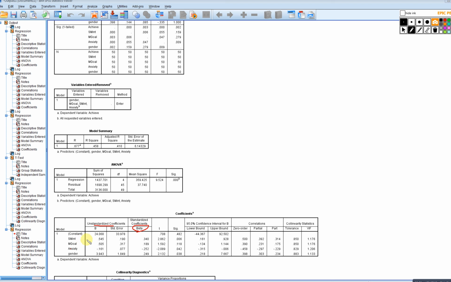So we could say, for instance, for subject matter interest, for every 1 z-score unit increase on subject matter interest, there's a predicted increase of 0.34 z-score units on achievement. For mastery goals, and that's controlling for the other predictors, for every 1 z-score unit increase on mastery goals, there is a 0.189 z-score unit increase on achievement. For anxiety, for every 1 z-score unit increase on this predictor, there is a decrease of 0.25 z-score units on achievement.